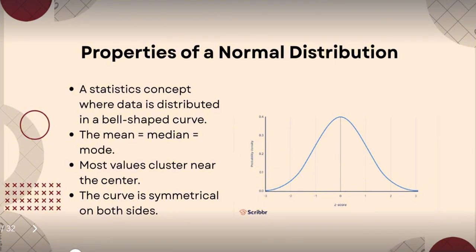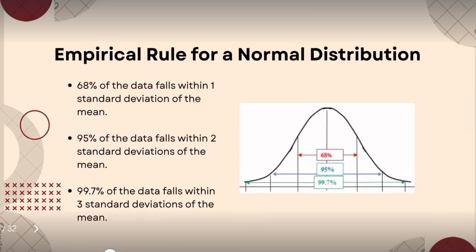The mean is equal to the median and it is equal to the mode. Most values cluster near the center. The curve is symmetrical on both sides. So here's the empirical rule for a normal distribution. First is 68% of the data falls within one standard deviation of the mean. Second, 95% of the data falls within two standard deviations of the mean. And third, 99.7% of the data falls within three standard deviations of the mean.